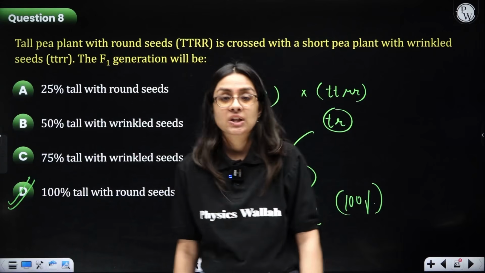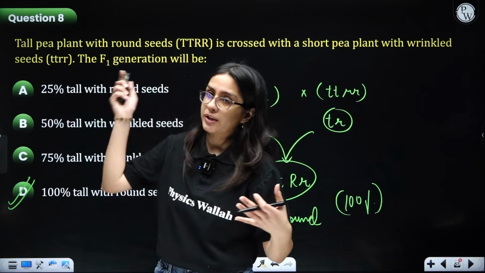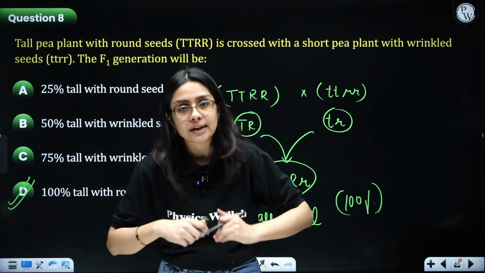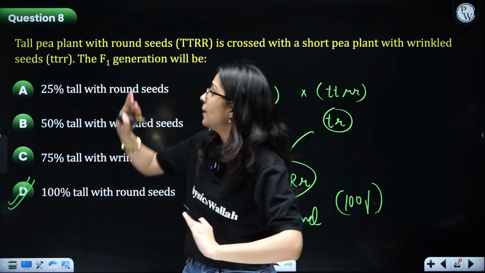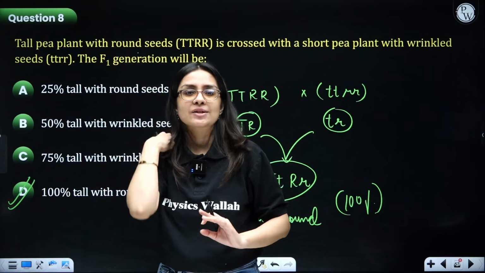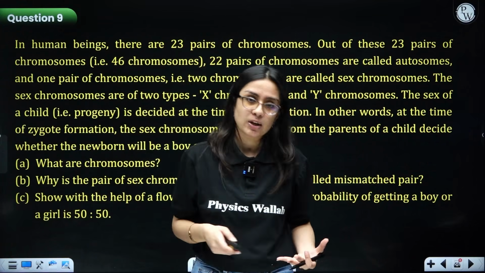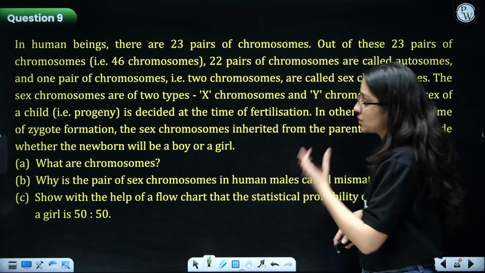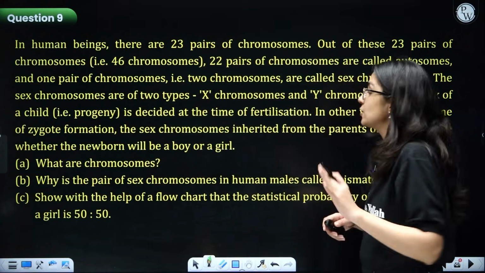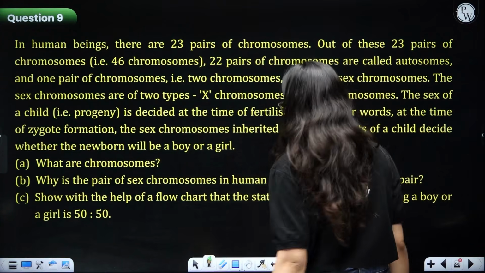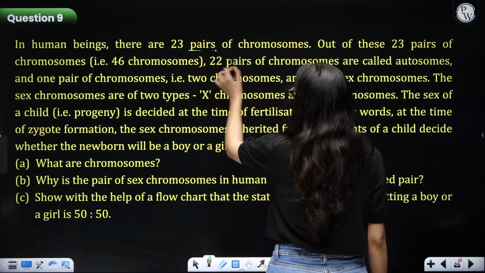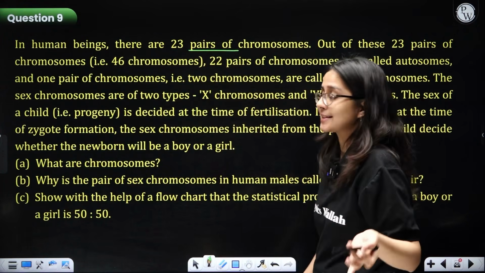But please remember, if in case they don't give you the genotype in the question, you have to figure it out. You have to make it out on your own. But they will definitely mention whether the plant is homozygous, a pure line or something like that, so that you can deduce the genotypes as well. Now we have a case-based question, pretty long but very easy, not to worry. In human beings, there are 23 pairs of chromosomes. We just now studied, very good. It is 23 pairs or 46 in number.